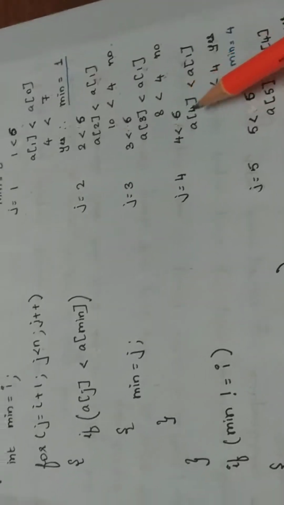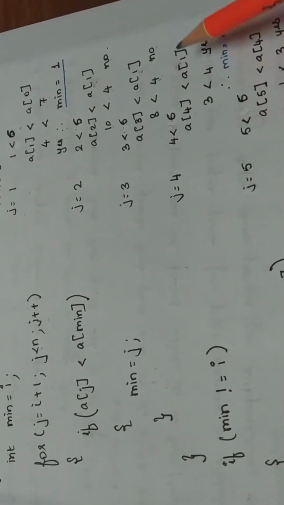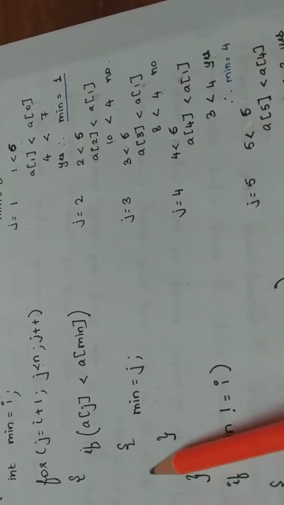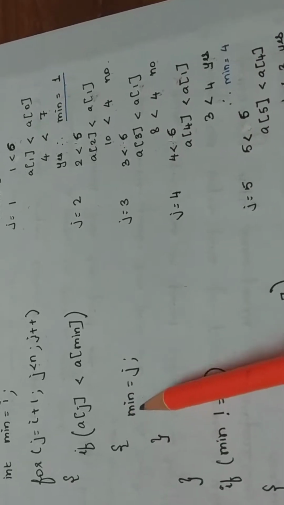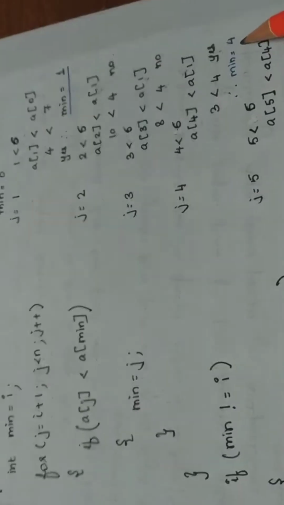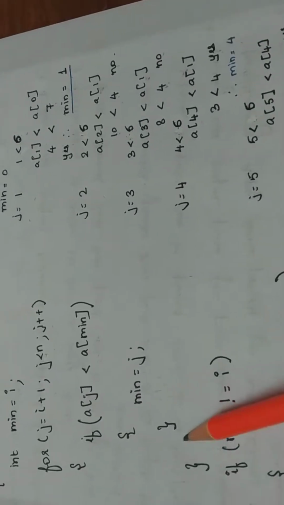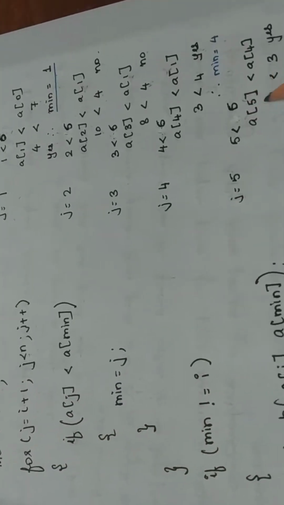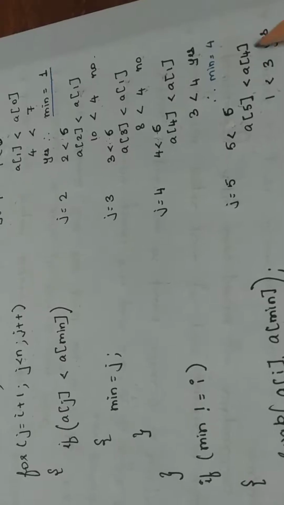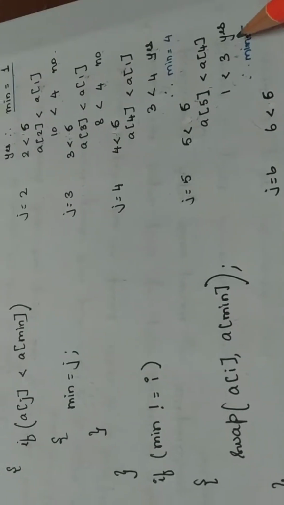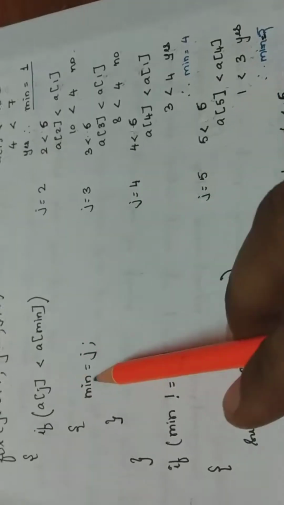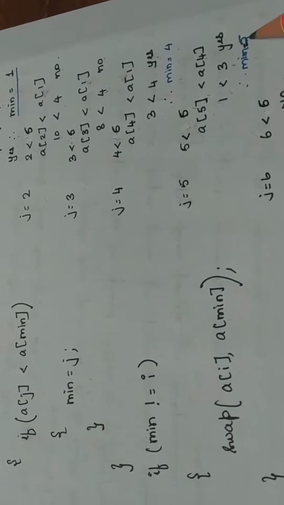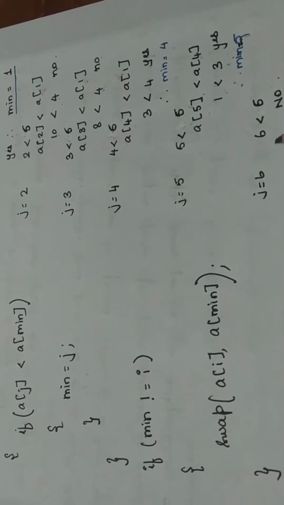4 less than 6? Yes. What is a of 4? It is 3. Is 3 less than a of 1, which is 4? Yes. When we have yes, this enters the if block, and minimum is equal to 4. Now we have set the minimum element as index 4. Now j gets incremented to 5. 5 is less than 6. Yes. a of 5 is 1. Is 1 less than a of 4? Yes. Whenever this condition is satisfied, the minimum gets changed to that particular index, so minimum is equal to 5.